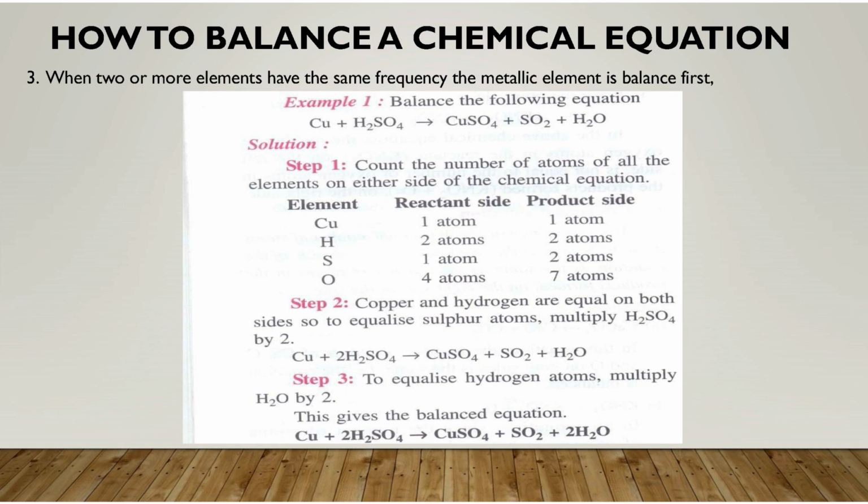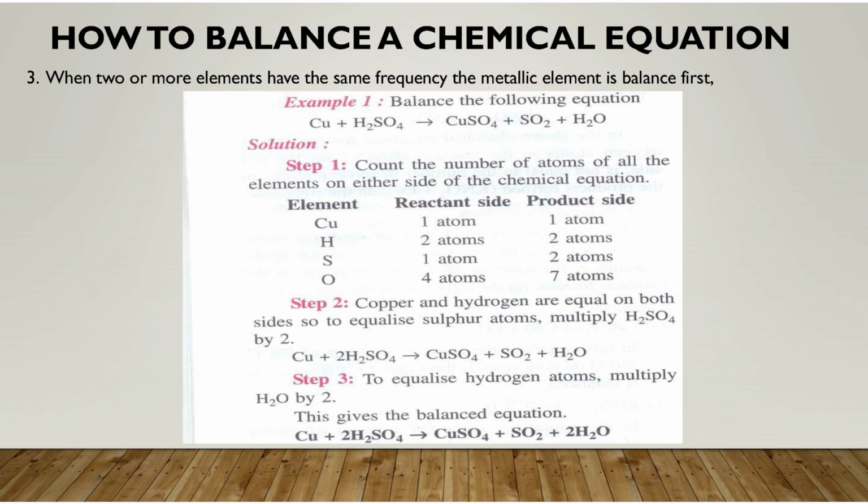Now we follow the second step. The second step is that the element which has the least frequency, we should balance it first. Here you can see the copper and hydrogen atoms are balanced, and the sulfur atom has the least frequency. So first we balance the sulfur. How do we balance? We multiply with numerals on both sides to balance.